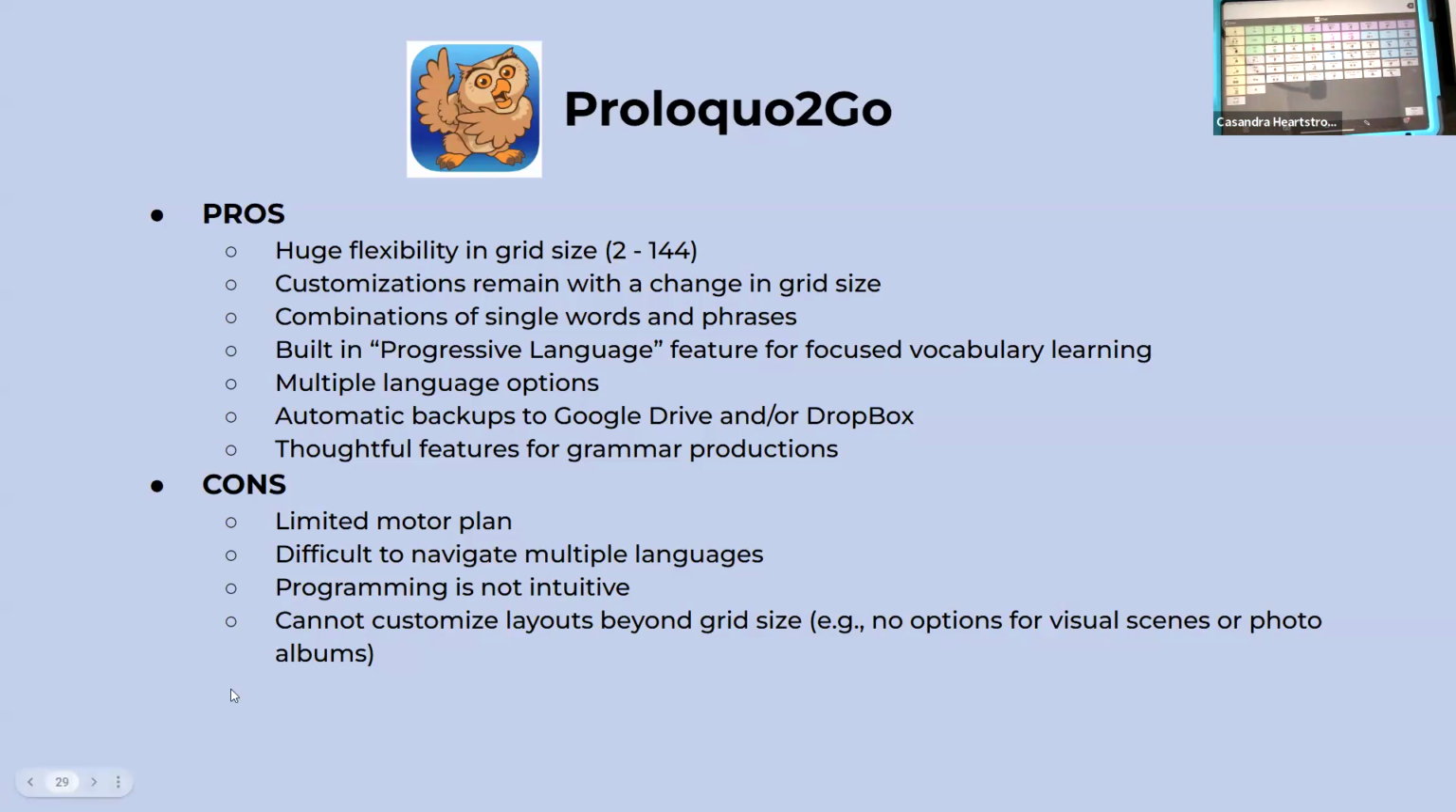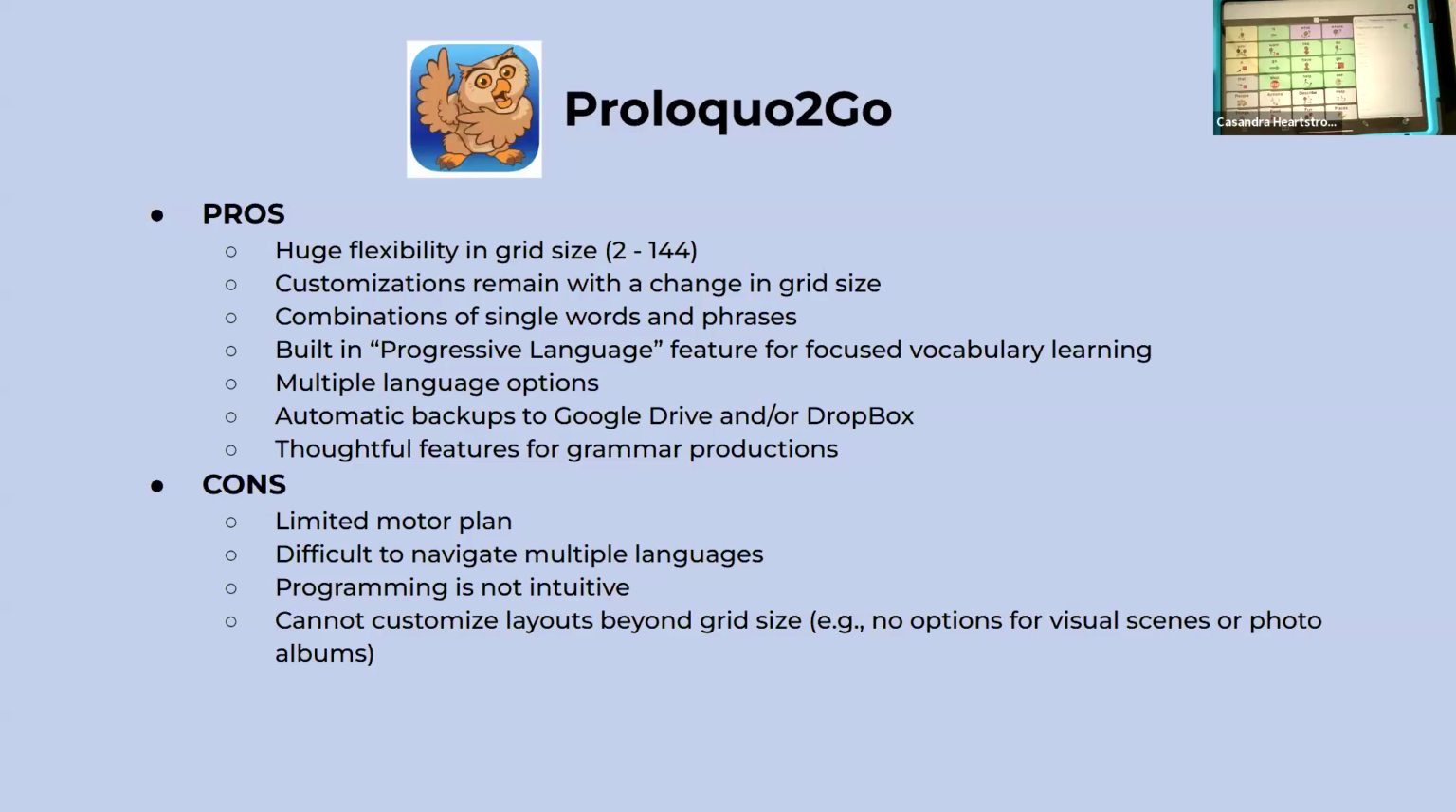Built-in progressive language feature. I think that actually Proloquo to go does the best job of this. So you notice here how many are on the board, which is quite a lot. I'm actually going to make it a little bit less so you can see better. There we go. I'm going to go into progressive language. So on step 1, we're going to hide most of the words so we can focus on learning this vocabulary. And once this vocabulary has been learned, we can go to step 2. It reveals some more. Step 3, step 4.